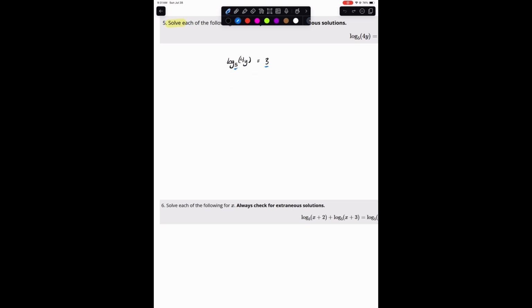I'm going to use different colors. So pink for the base, so 5, right? And then our exponent goes right here, so 5 to the third, equals the stuff in parentheses. 5 cubed is just 125. Then we get y equals 125 over 4.